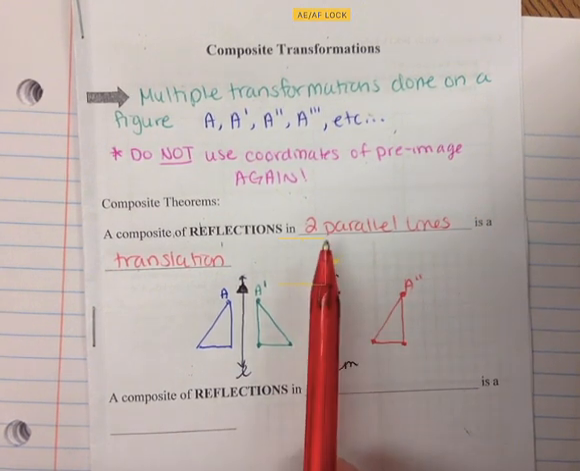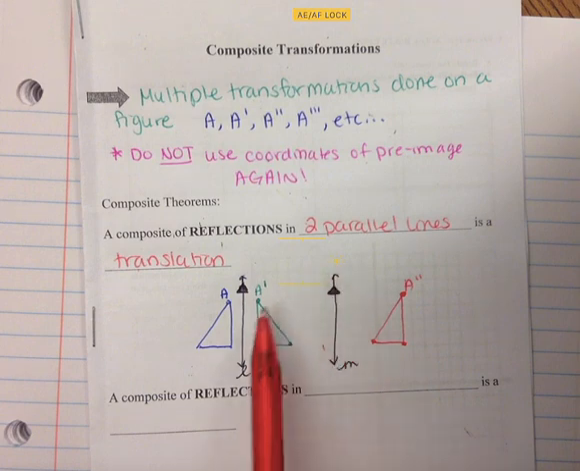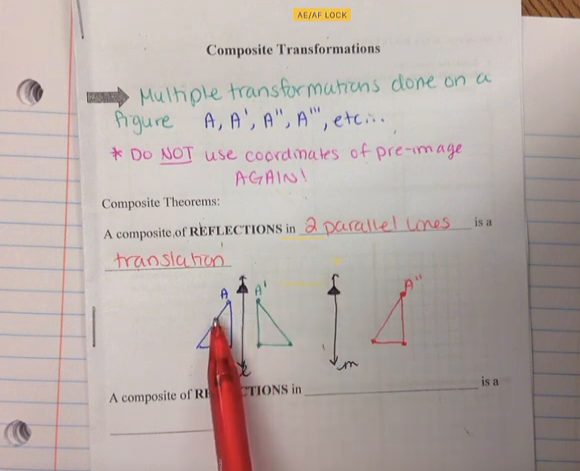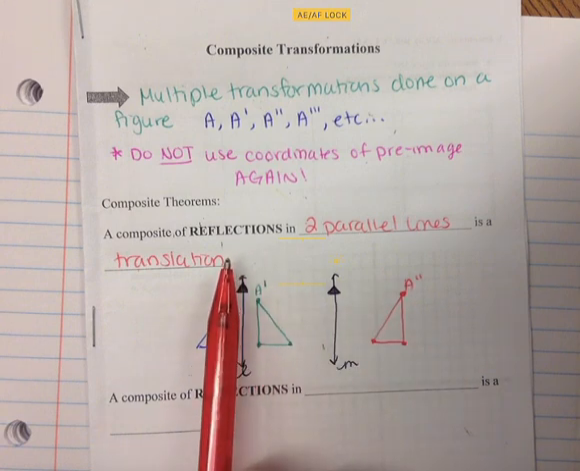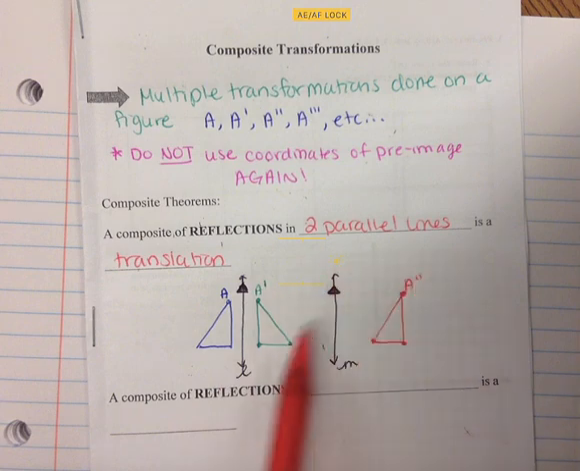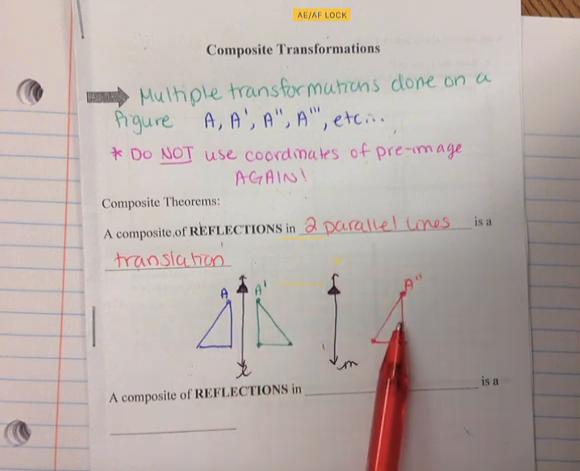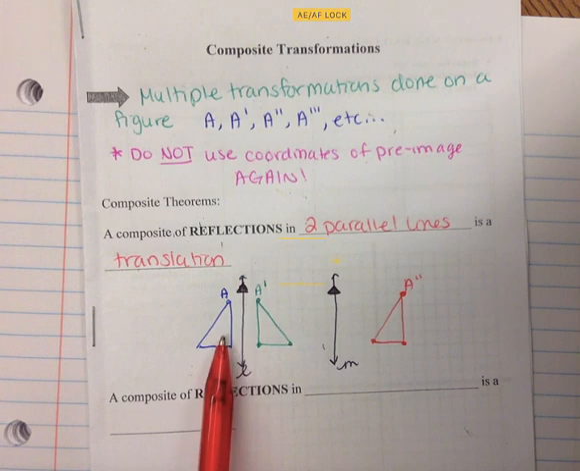Now, we reflected it over 2 parallel lines. My pre-image of A, which is blue, went to my double prime, my final image, which is red. And as you can see, from blue to red, it just slid over to the right. A translation is a slide.